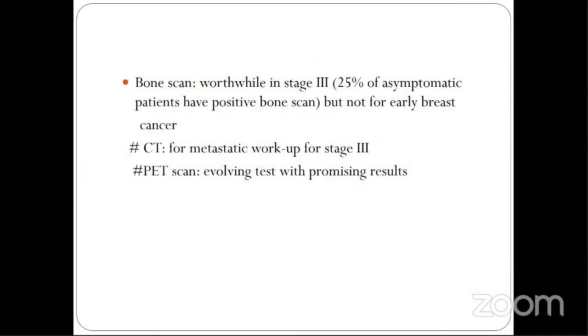Then we'll do a bone scan. 25% of asymptomatic patients have a positive bone scan in stage 3 cancer, but in early cancer, no. Then we can do a CT scan, it's called the metastatic workup, and we'll go later for the metastatic workup in detail. Then PET scan. We hope this gives promising results.